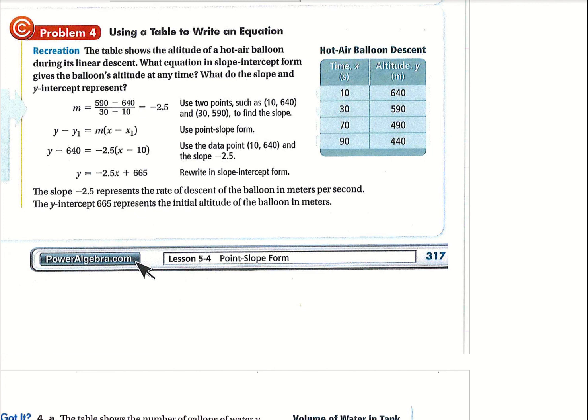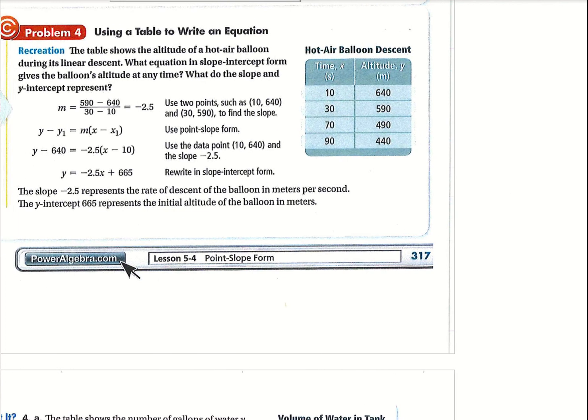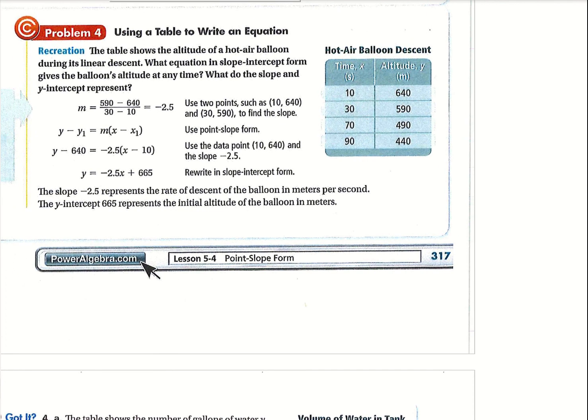So, but we're going to look at problem 4 just to kind of reiterate the idea of writing equations in slope-intercept form from our point-slope equation. Okay, so we've got this word problem. The table shows the altitude of a hot air balloon during its linear descent. What equation in slope-intercept form gives the balloon's altitude at any time? What do the slope and y-intercept represent?